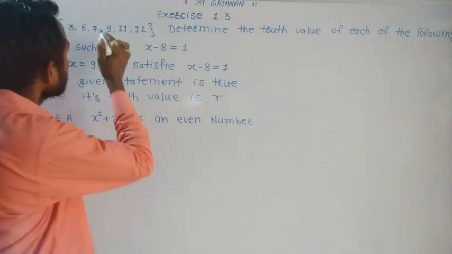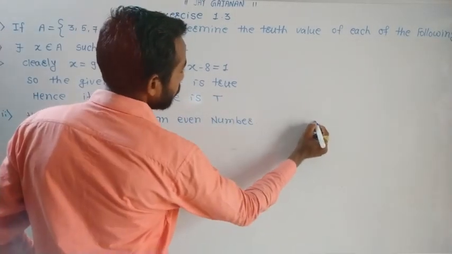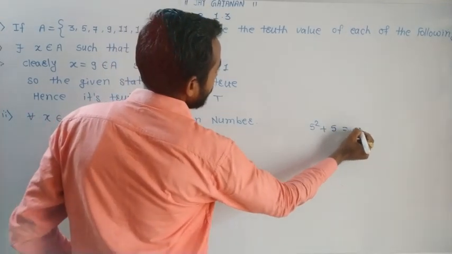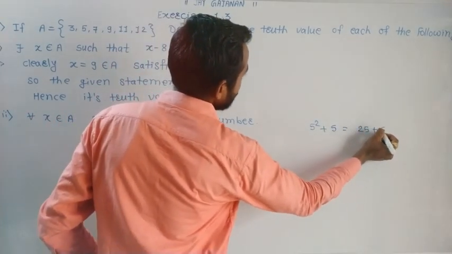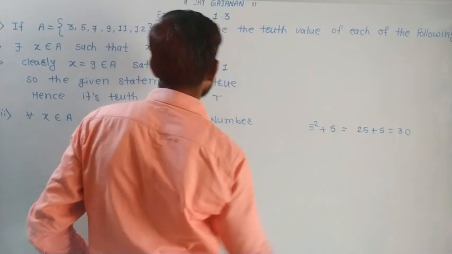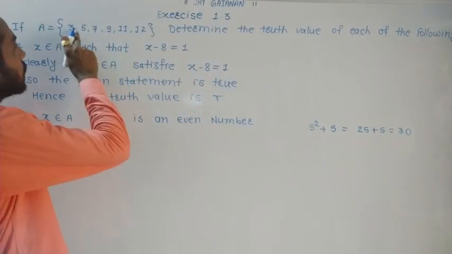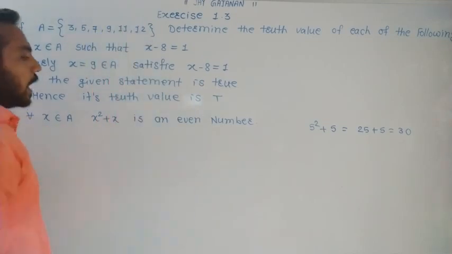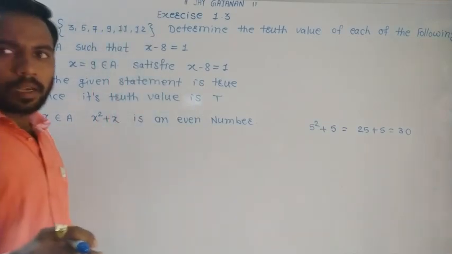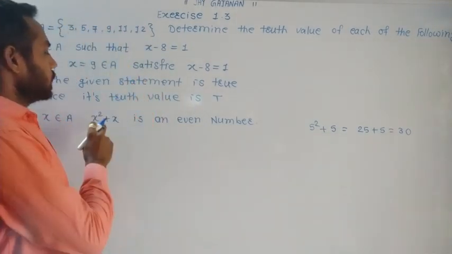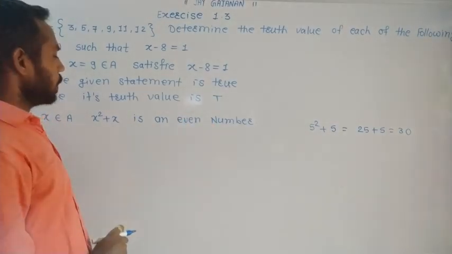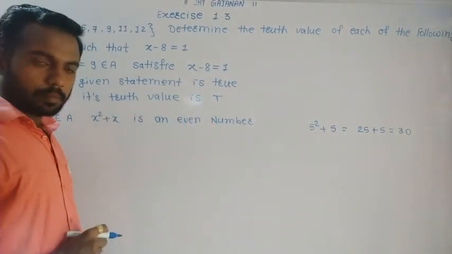If you take 5 square plus 5, 25 plus 5 is equal to 30, which is an even number. Similarly, we can find all the numbers 3, 5, 7, 9 and each and every element in a set A satisfy the condition x square plus x is an even number.